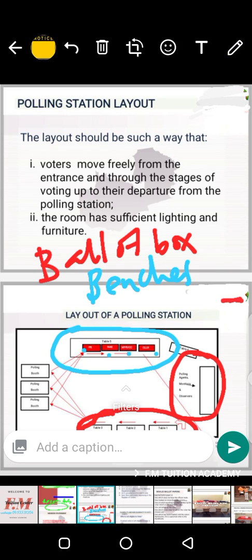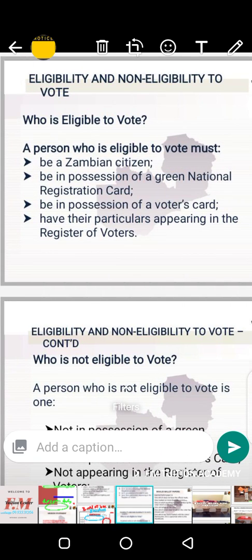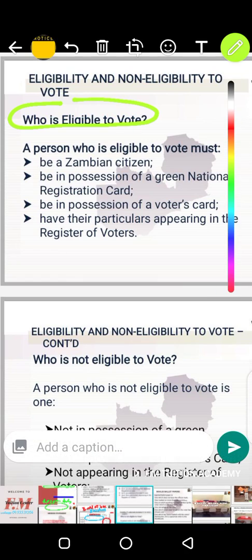Now, for you to vote in Zambia, as you can see, who is able to vote in Zambia? For you to vote in Zambia, you're supposed to be a Zambian citizen. That's the only way you can vote. As you can see, these are the conditions to vote in this country. You see, who is able to vote? You're supposed to be a Zambian citizen, 1. You're supposed to be a possessor of a green national registration card. You see, and be in possession of a voter's card as well. And should have registered your particulars during the register of voters. Okay? So you need to have these qualifications for you to vote.